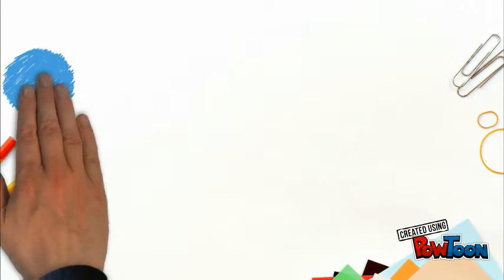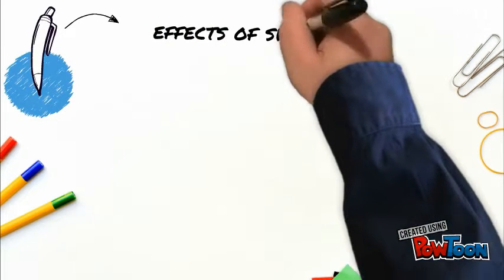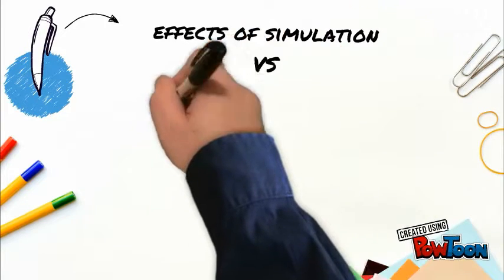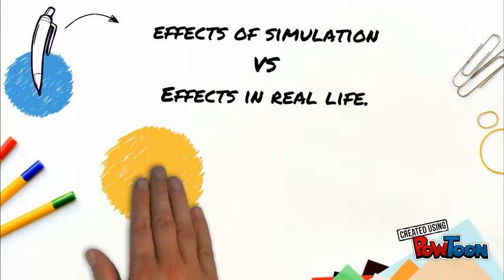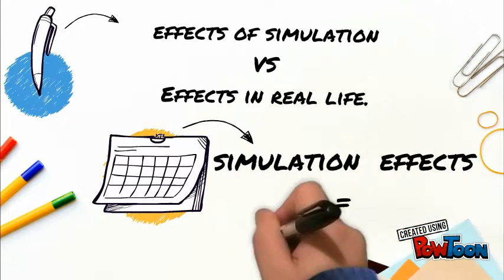The main goal of my experiment is to compare the unemployment rate and inflation of America's Fed fund rates in the simulation and in real life. My hypothesis was that the effects of the simulation will be the same as in real life.